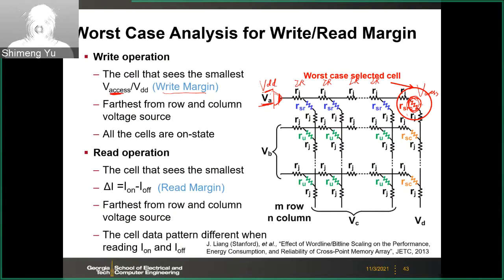and then it can solve the current pattern for you. Here the worst case is that all the cells are in the on state, or the low resistance state, because that will contribute the largest current in the array. So this will have the worst case pattern for the voltage access. And then for the read operation, what you care about is the current. If you are doing current sensing, you care about the current range when you sense the on state and off state.